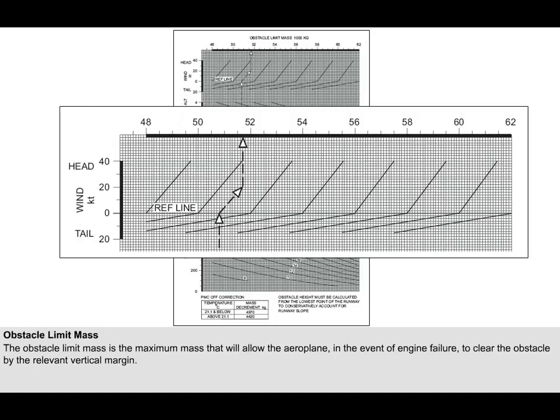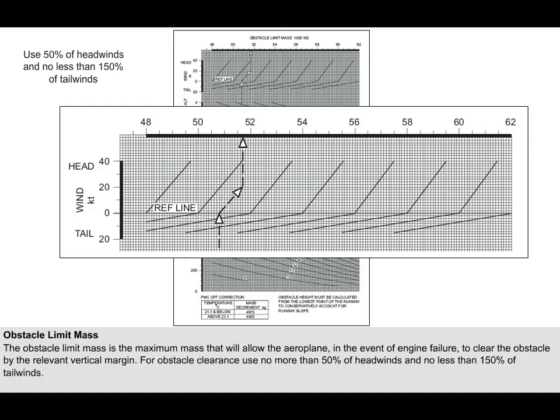Notice that winds are included in the graph. This is important because obstacle clearance calculations must use ground gradients, and these are dependent on wind. In fact, remember that EU OPS 1 had a rule about the wind. It stated that when using the winds to work out the ground gradient, only use 50% of headwinds and no less than 150% of tailwinds. Notice the slope of the headwind and tailwind lines. This shows that the graph applies the wind rule for you.